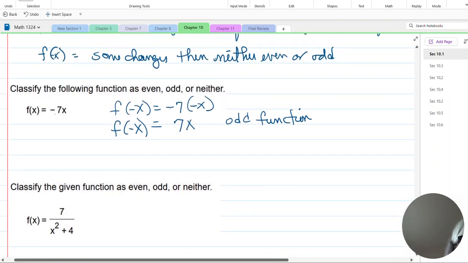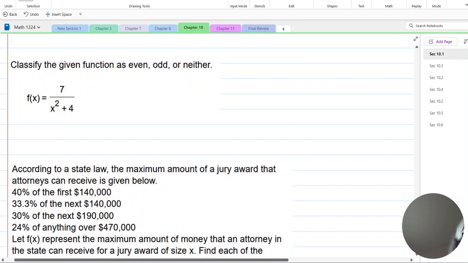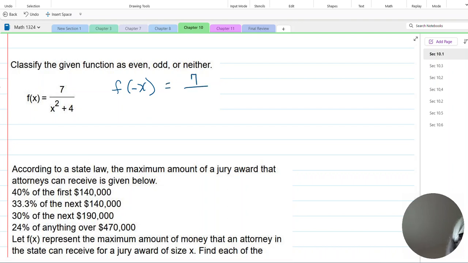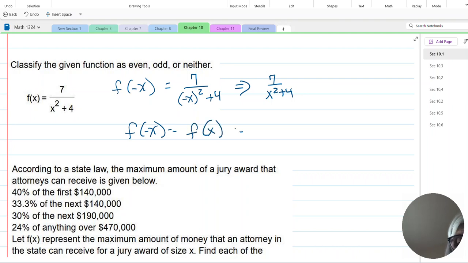All right. So we're going to classify this one. All right. So we're going to do f of negative x. That'll give us a 7 over negative x squared plus 4. Well, we said any negative squared is a positive, so I'm going to have 7 over x squared plus 4. No changes. Therefore, it is an even function.